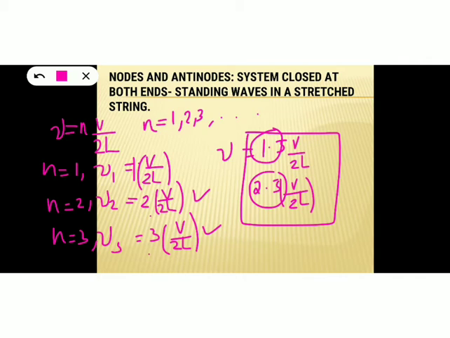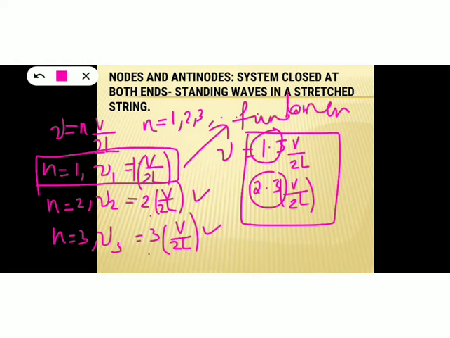Okay, that is, the string can vibrate only for a set of frequencies, and this set of frequencies at which the string can vibrate are called natural frequencies or modes of vibrations or harmonics. So here, which is the lowest frequency with which the string can vibrate? This is the lowest frequency when n is equal to 1. So V by 2L is the lowest frequency with which the string can vibrate, and this lowest frequency is known as the fundamental mode.